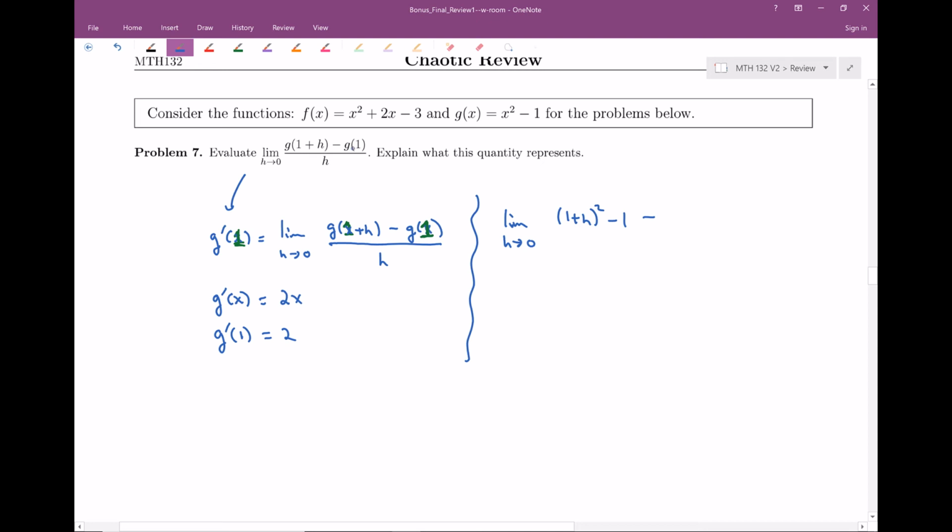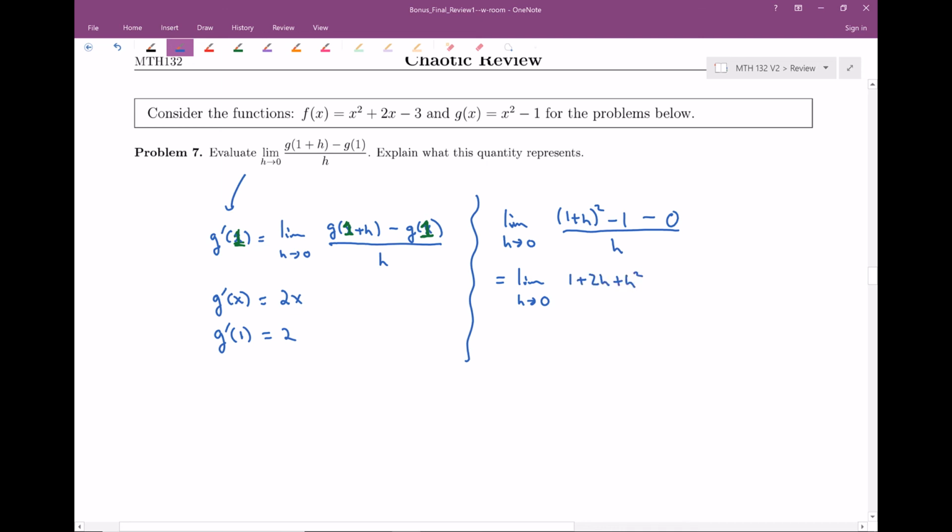So g of 1, well, when I plug in 1 here, I'm going to get 1 squared minus 1. That's going to be 0. That's pretty nice. All divided by h. And so let's go ahead and evaluate this. The first thing I'd want to do is expand. So 1 plus h quantity squared. Remember, I have to FOIL this out. I'm going to have 1 plus 2h plus h squared.